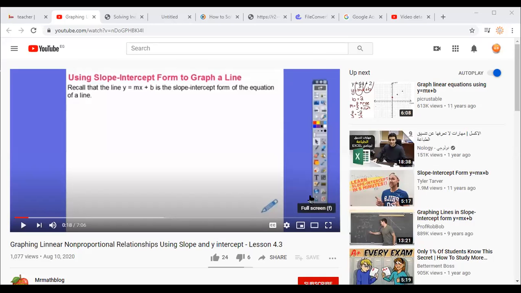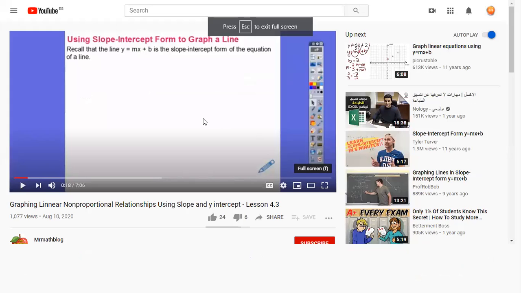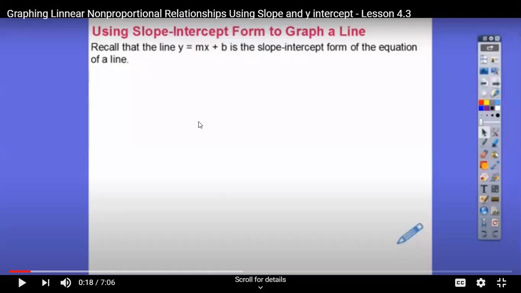Today we will start to explain lesson 4.3 in your book, which is on page 107. In this lesson, we are graphing linear non-proportional relationships using the slope and y-intercept. Then we are going to represent linear non-proportional relationships using the slope-intercept form to graph a line.